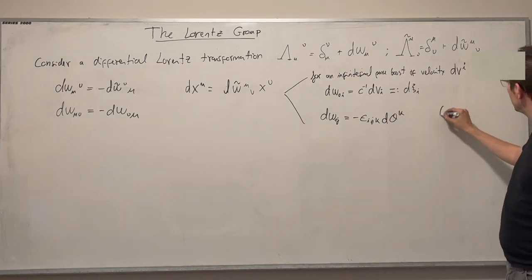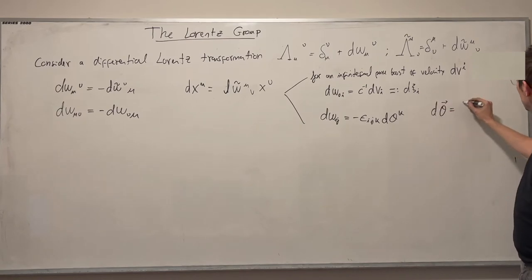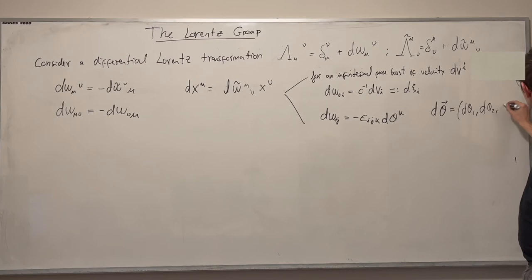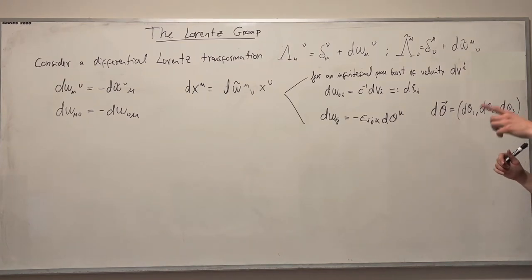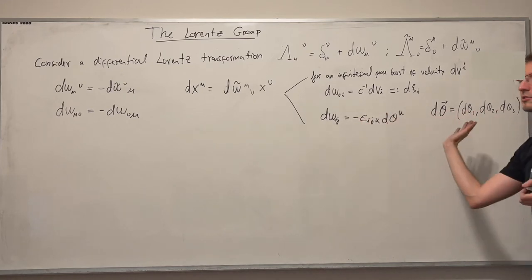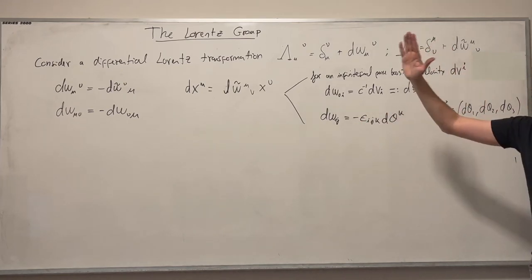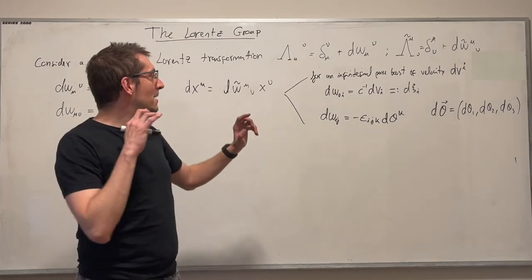So you have a vector of rotations, in this case d theta, which is d theta 1, d theta 2, d theta 3, where this d theta vector gives the angle of rotation with respect to the three axes in the counterclockwise direction. Again, this minus here is the usual counterclockwise for a positive angle of rotation. So, a recap: how do we obtain these two?